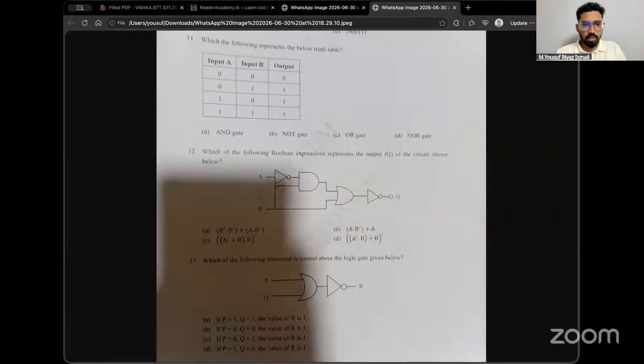First, let's go for the 11th question. In the 11th question, they have mentioned which of the following represents the below truth table. So how are we going to check the answers? First of all, you should know how these gates work. First, the NOT gate gives the opposite of the input.